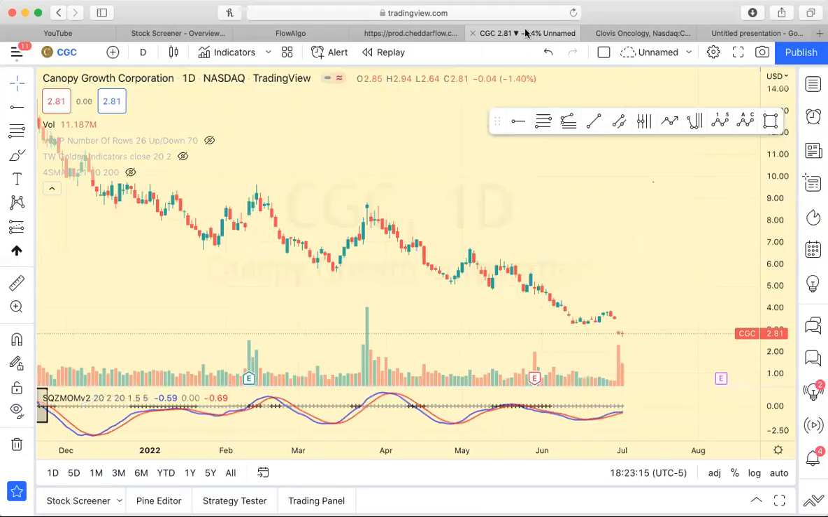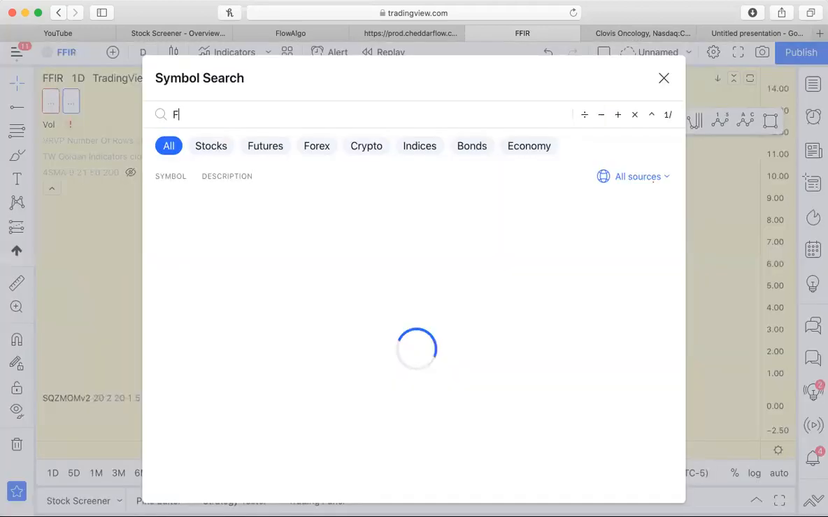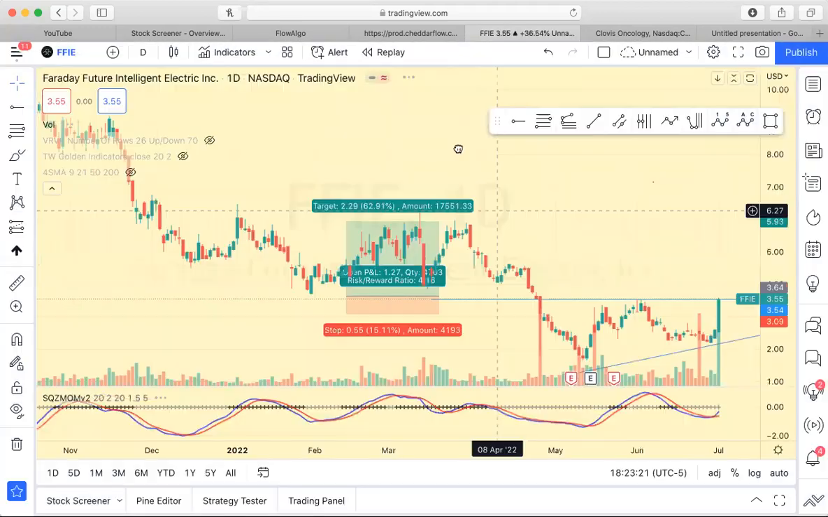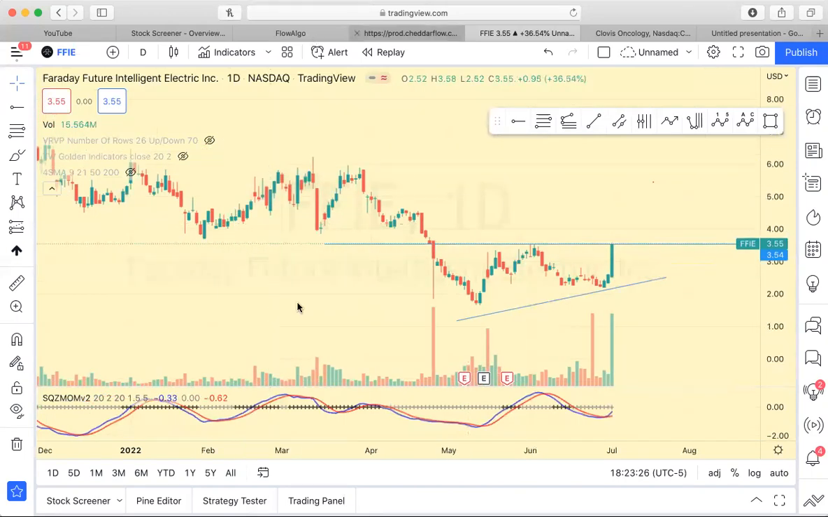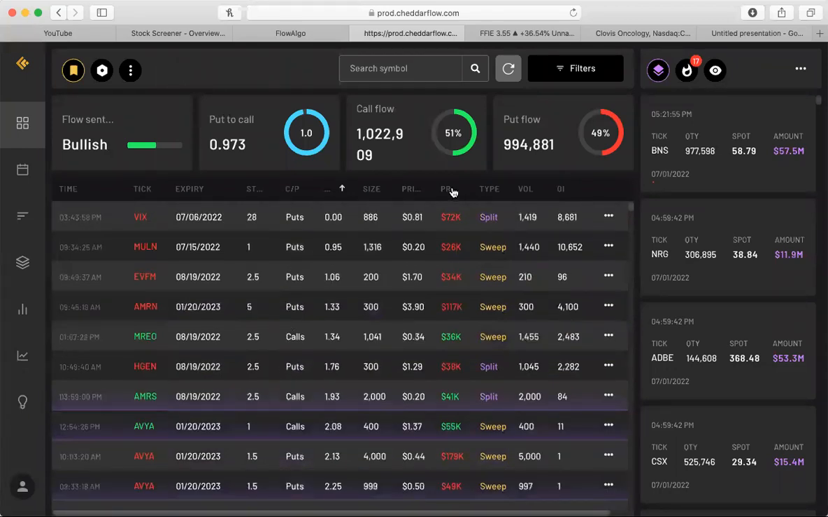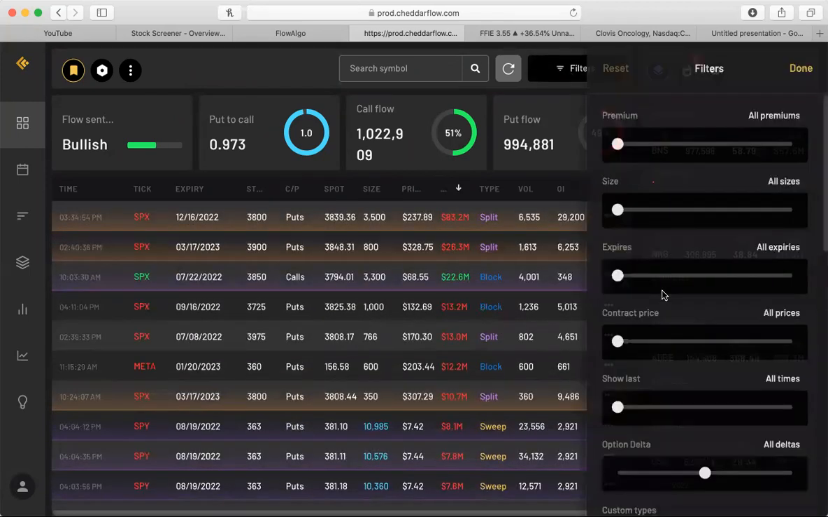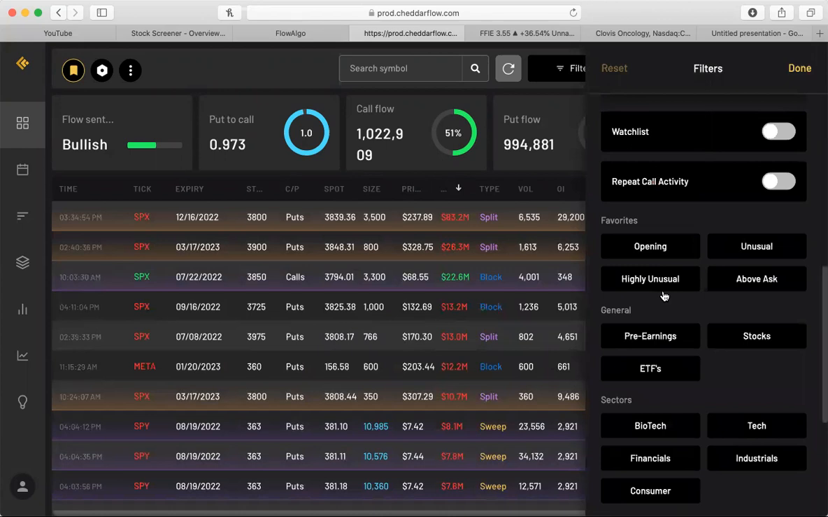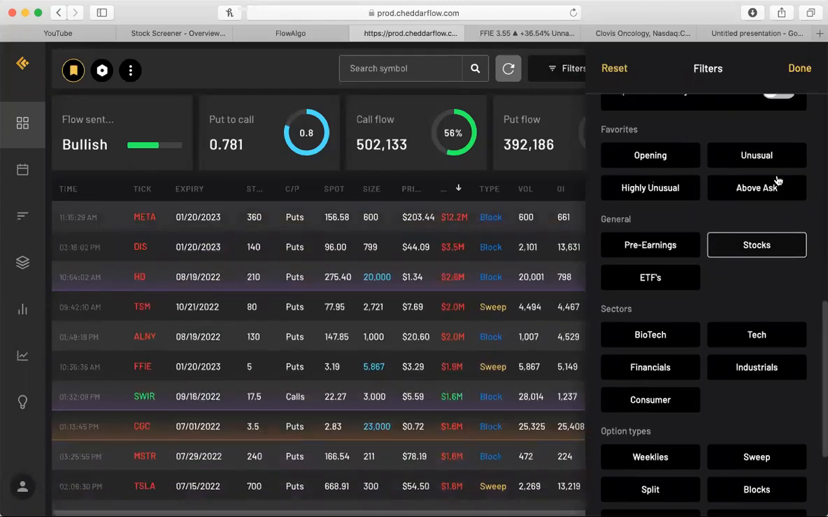FFIE, I think that was one of our names with some sort of high short interest, right? And basically this is what I'll do. I'll just sort by and go through the chart. And then I'll sort by premium paid, so I want to look for the highest money. I don't like looking through SPX that much because there's just so much activity on there. It's hard to filter out. So I'll look through stocks, and then I will look for these unusual trades.